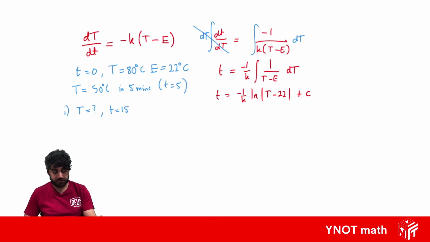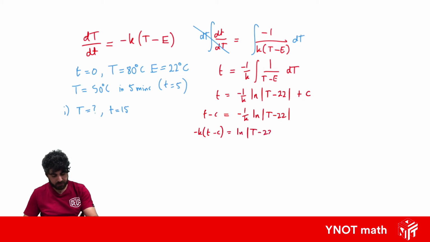But we need an expression for big T. So we're going to subtract c from both sides. We get minus 1 on k, ln of T minus 22. Let's times both sides by negative k. So we're going to get minus k times t minus c equals ln of T minus 22.